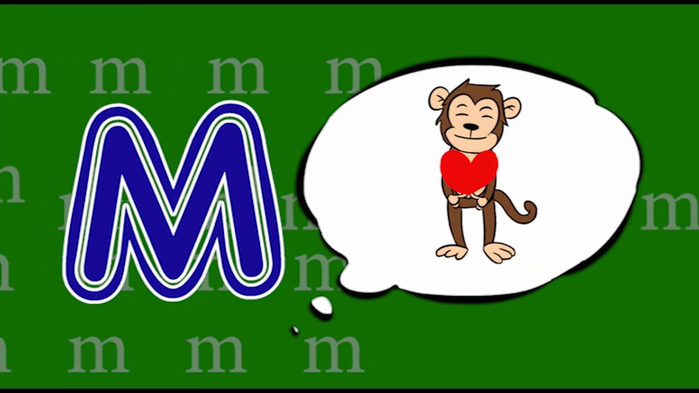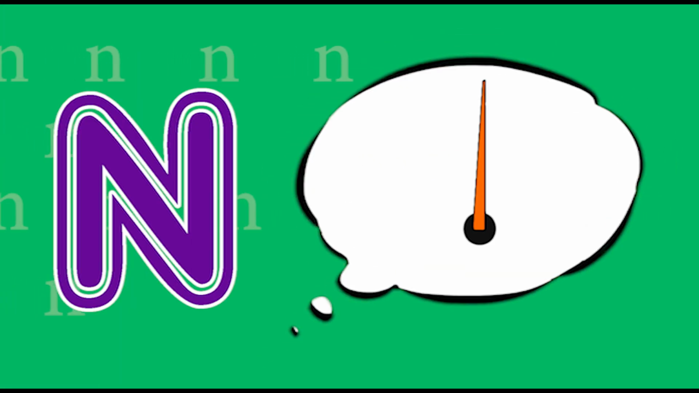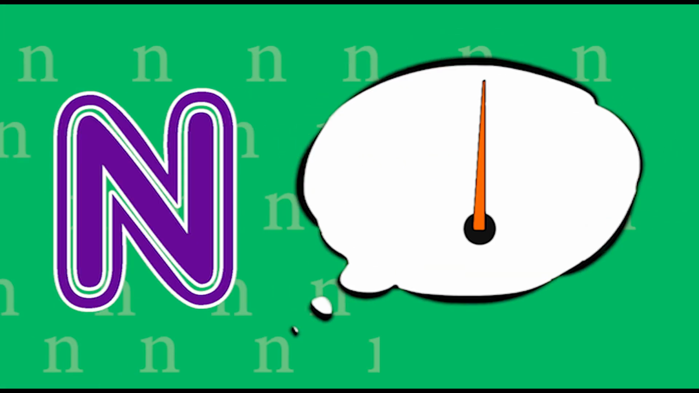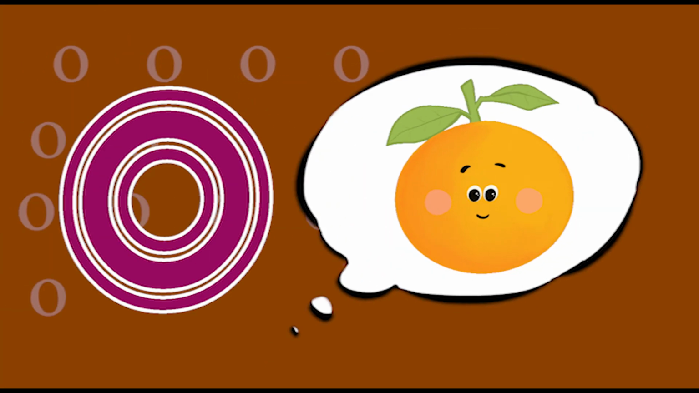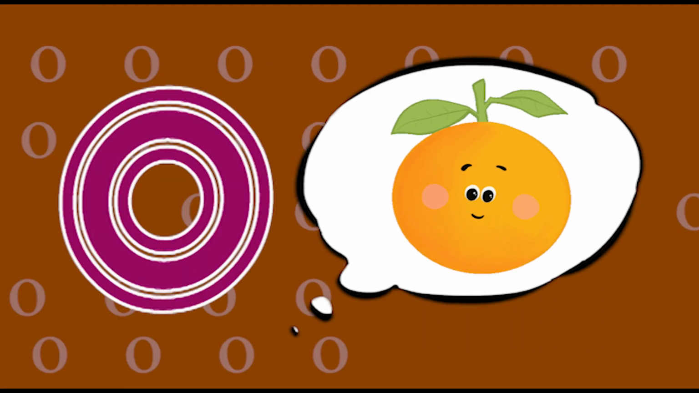Monkey. M monkey. N is for needle. Needle. N needle. O is for orange. Orange. O orange. P is for pony.